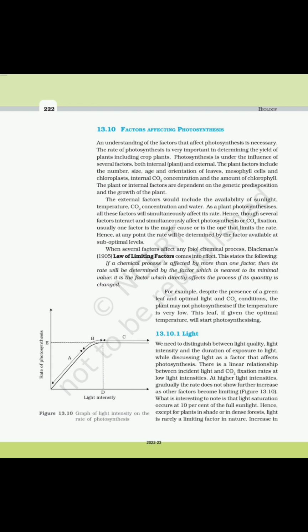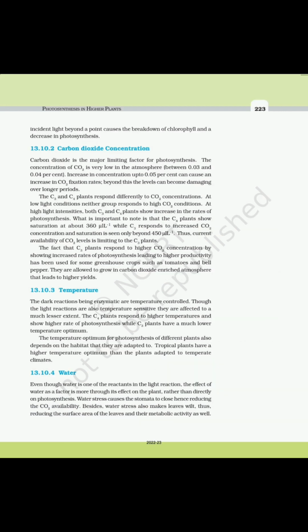Figure 13.10. What is interesting to note is that light saturation occurs at 10% of the full sunlight. Hence, except for plants in shade or in dense forests, light is rarely a limiting factor in nature. Increase in incident light beyond a point causes the breakdown of chlorophyll and a decrease in photosynthesis.